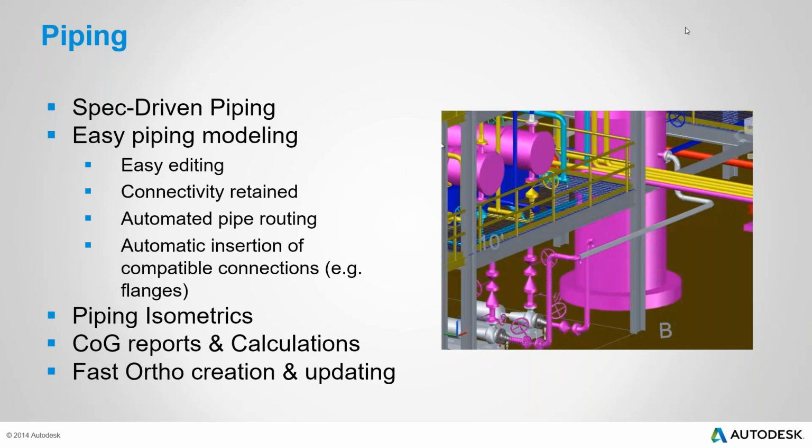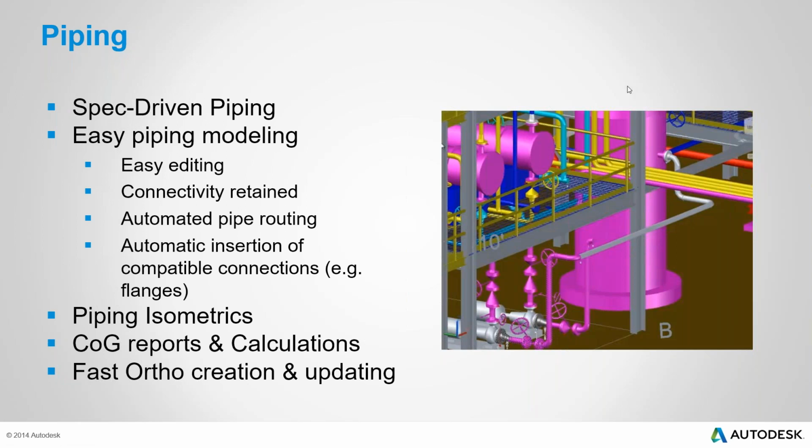The other piece is, while you're doing pipe routing, placing pipe supports and pipe connections, you could also generate your COG reports. You could generate the isometrics of your plant project. You could also generate orthographic drawings for your plant project as well. And so that all forms an important piece of the piping tool in Plant 3D.